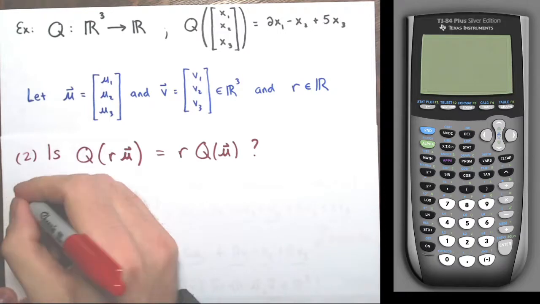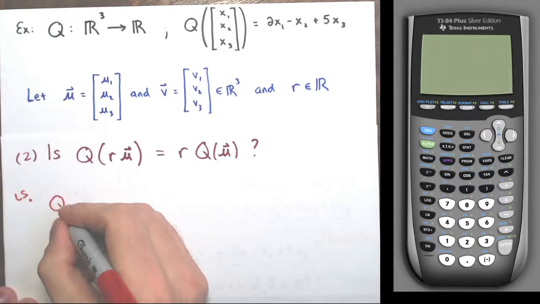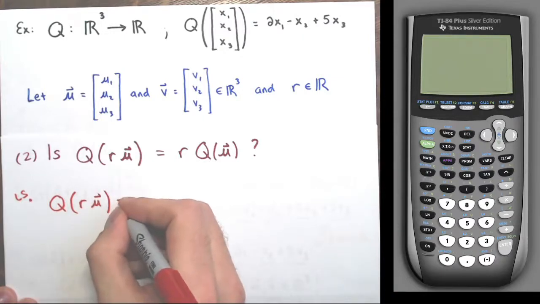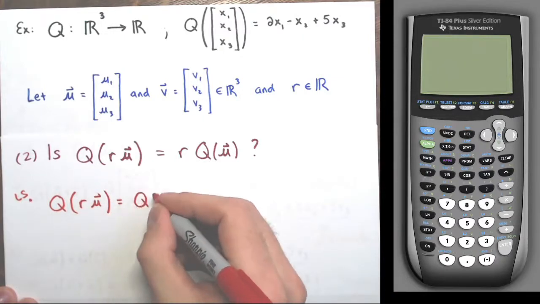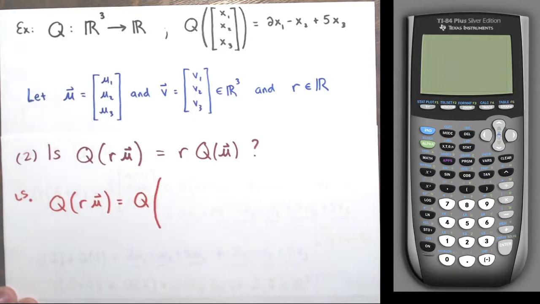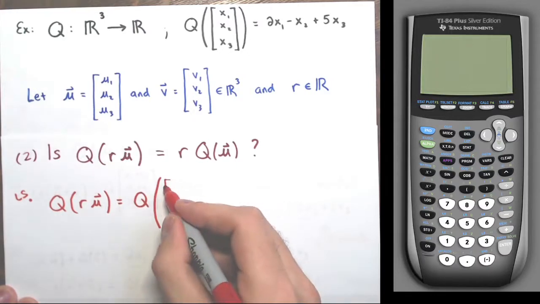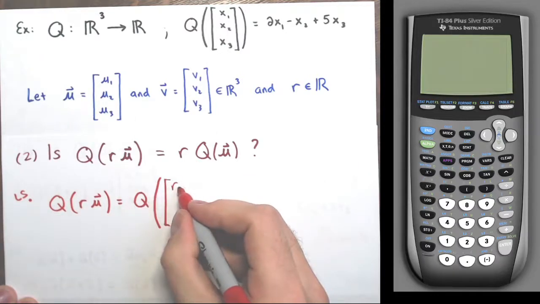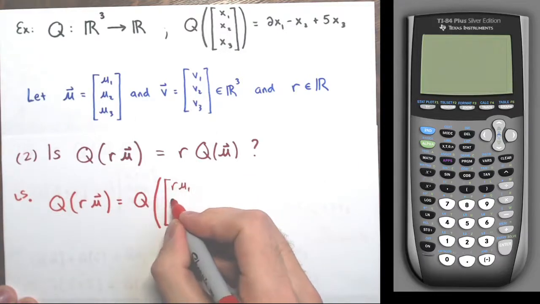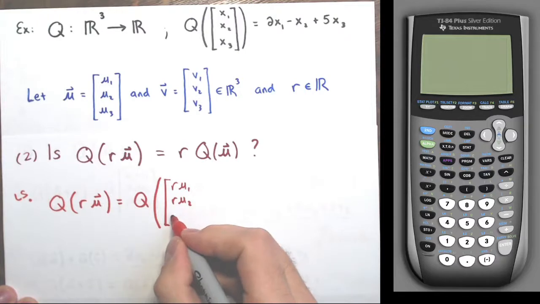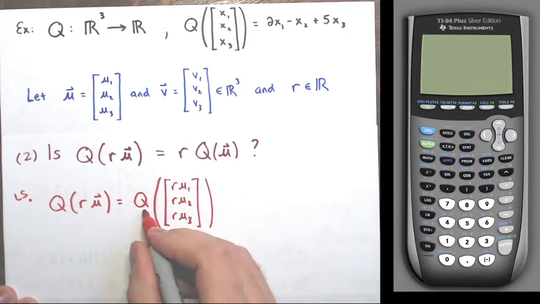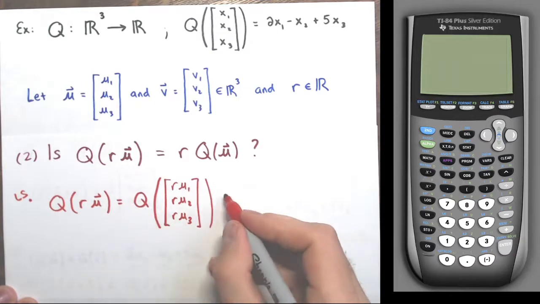So left side. All right, we'll look at what's the value of q at the scalar multiple of u. Again, standard definition for scalar multiplication here. I'm not changing the definition in Euclidean space. So what's r times u? That would be the vector r times each component: ru1, ru2, ru3. And then I apply the rule q to this.